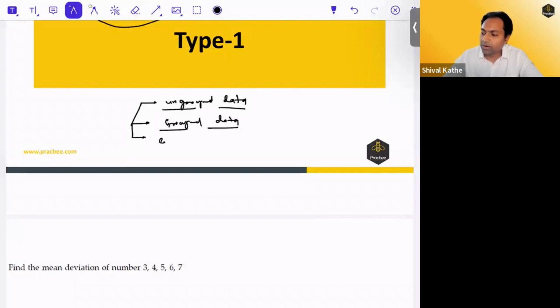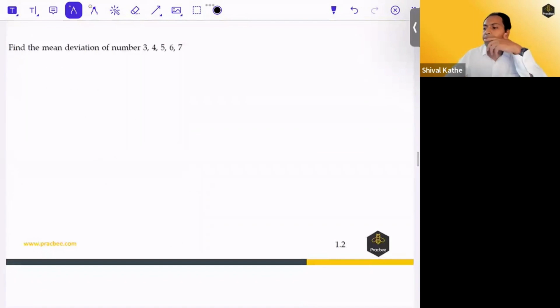And third would be continuous grouped data. You will see, this is ungrouped data. You can see individual entries are here and there. And if you have to find the mean deviation, can you find the mean deviation? निकाल दो.